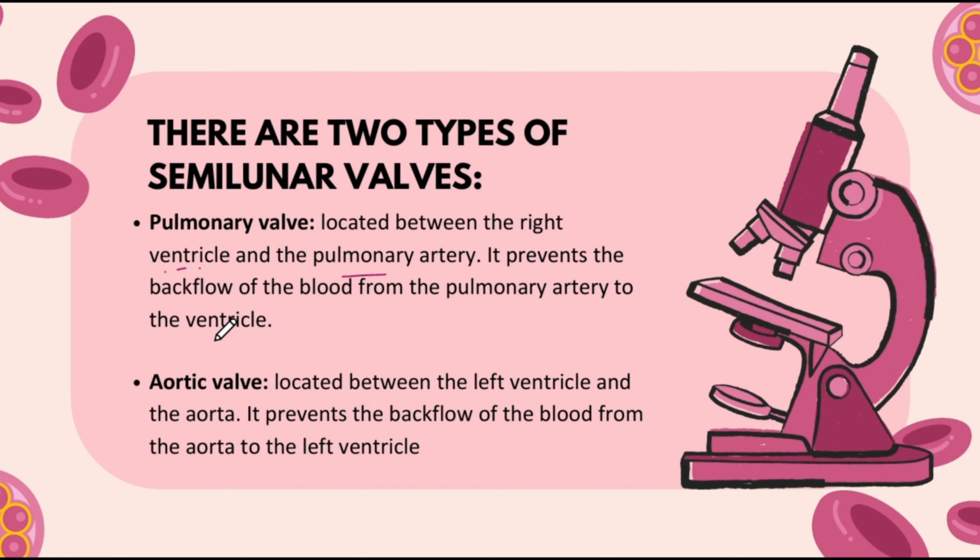In the exam, you will be asked a question like this: what is the function of pulmonary valve or what is the function of aortic valve? Write the answer in this way: the valve is located between the right ventricle and the pulmonary artery and it prevents the backflow of blood from the pulmonary artery to the ventricle. Same goes to this question. Aortic valve is located between the left ventricle and the aorta. It prevents the backflow of the blood from the aorta to the left ventricle.